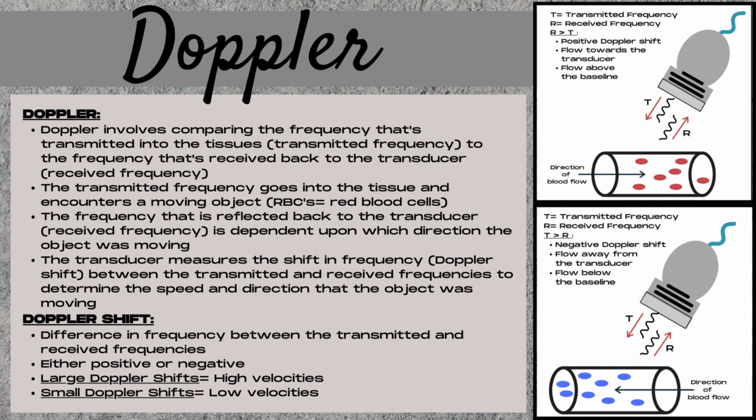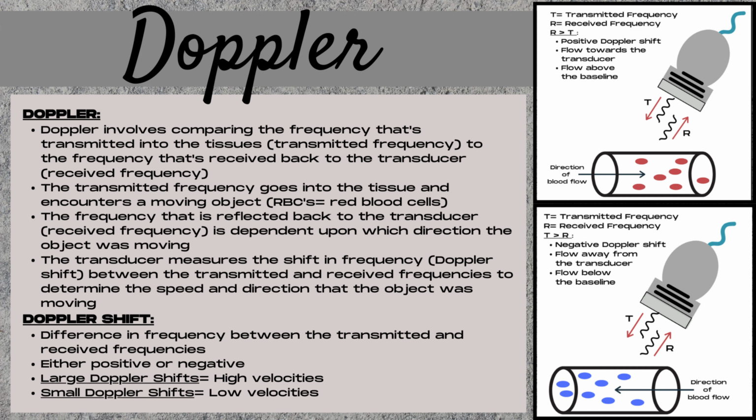The transmitted frequency goes into the tissue and encounters a moving object, which in this case is going to be RBCs, which are red blood cells. And the frequency that is reflected back to the transducer, the receive frequency, is dependent upon which direction the object or the red blood cells were moving. The transducer measures this shift in frequency between the transmitted and the received frequencies to determine the speed and the direction that the object was moving.